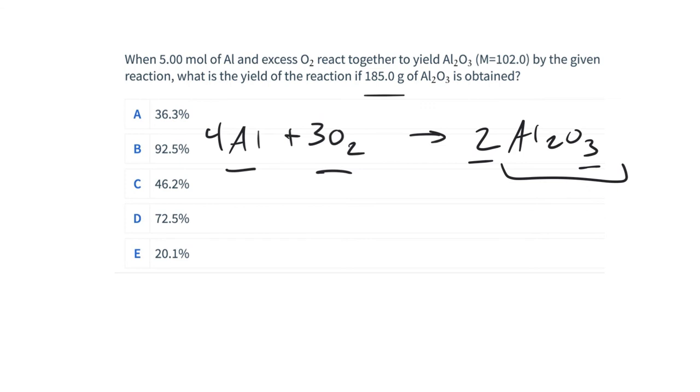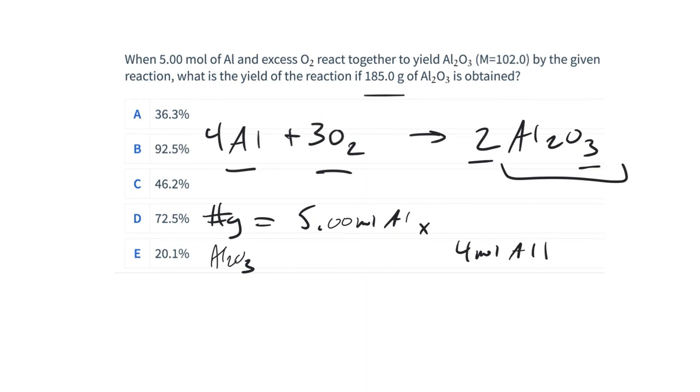And since the actual yield was given in grams, I should probably calculate the yield of my product in grams. So the number of grams of Al2O3 that form when 5 moles of aluminum react is, for every 4 moles of aluminum that react, we produce 2 moles of Al2O3.